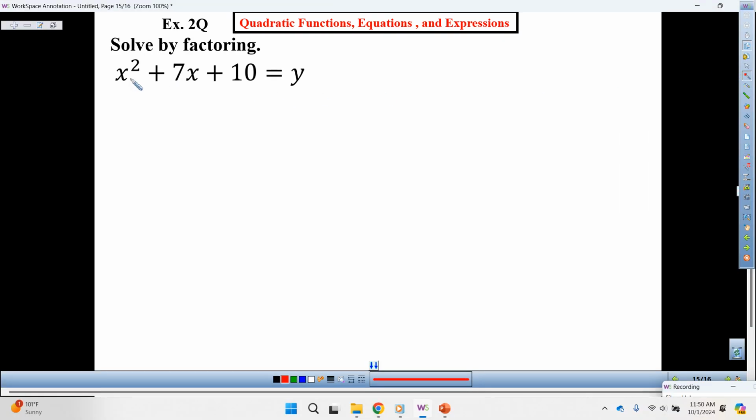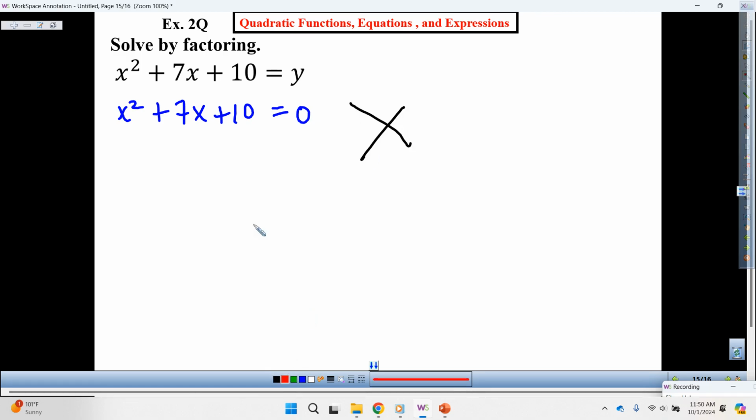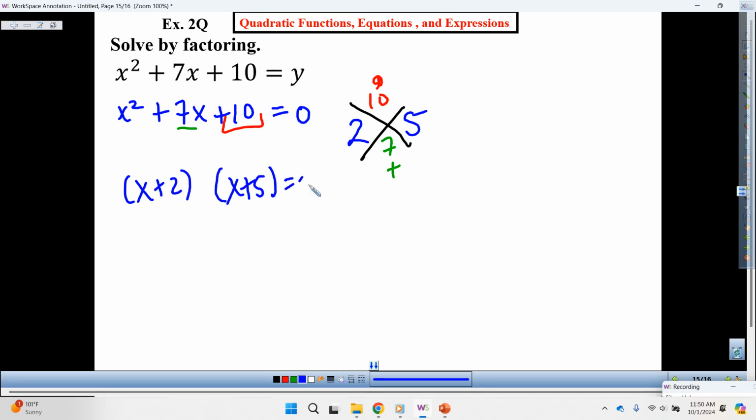I'll walk you through the process. Standard form, yes. Next step, Gio. Zero. Change the y to 0. And now we do the factoring. 10, 7. What two numbers multiply to give me 10, and when you add them, give us 7? 2 and 5, 5 and 2. So then we write x plus 2, x plus 5, all that equal to 0. And then Gabriel's going to have us finish it off. Go, Gabriel.